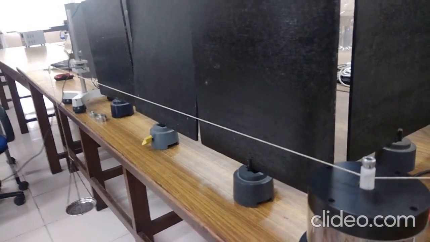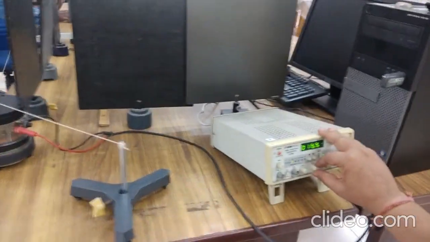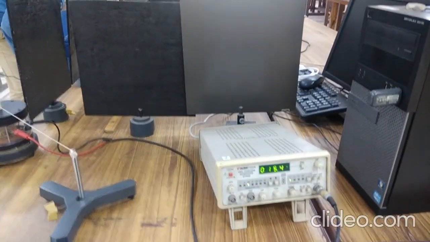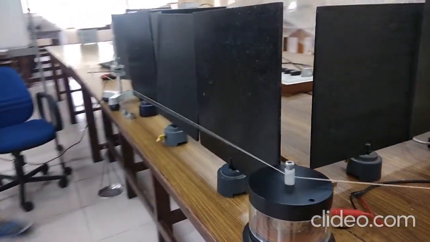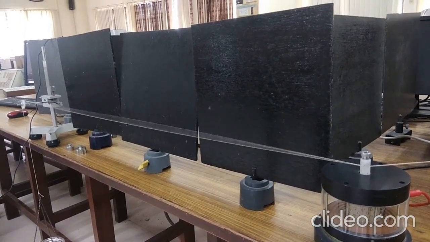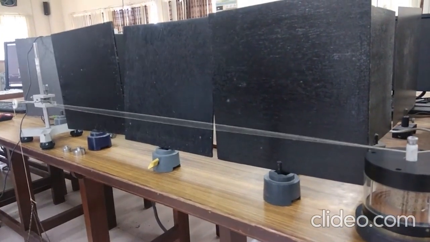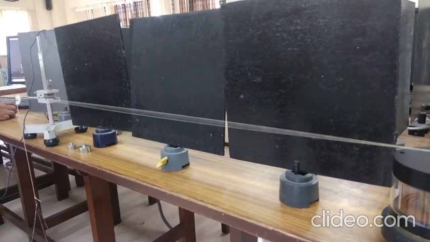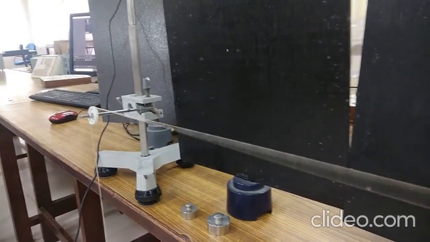Now the next step, we will adjust the frequency of the signal generator so that it is very close to the frequency corresponding to the fundamental, and we have the first standing wave on the string, the standing wave of the lowest frequency. You can see it there. The center of the string exhibits the maximum oscillation and the two ends are static. So we have now achieved the fundamental mode of oscillation of the string.